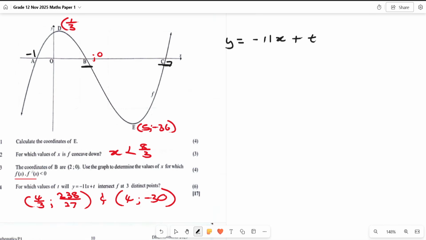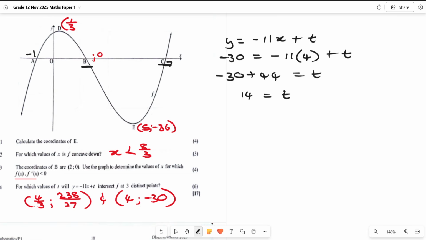So let's put in our first coordinate. I'm going to put 4 first. Y is minus 30, which is equal to minus 11 times x, where x is 4, plus t. Let's find out what the value of t is. What are we going to get? We're going to get minus 30 plus 44 is equal to t. Therefore, 14 would be our answer here. 14 is equal to t.